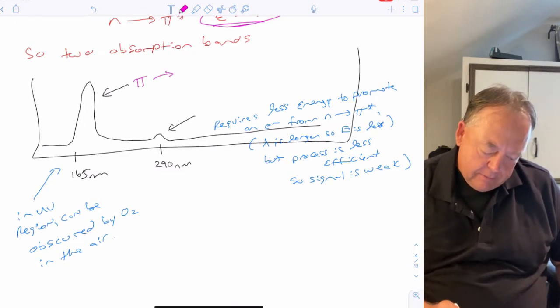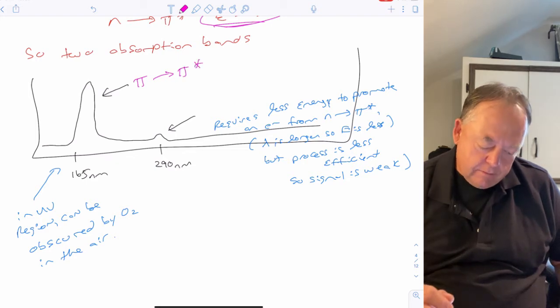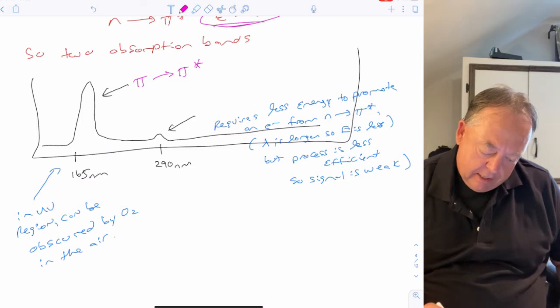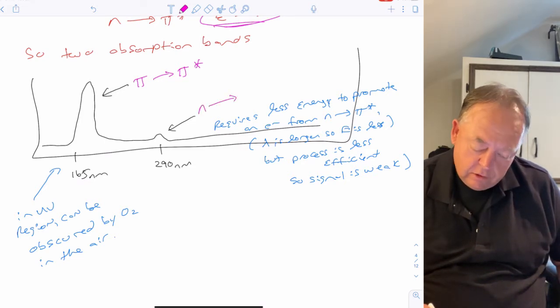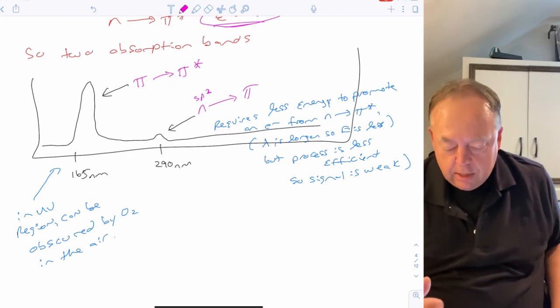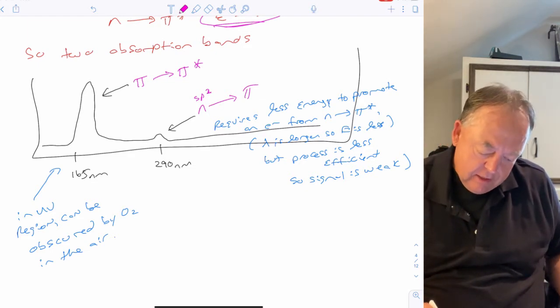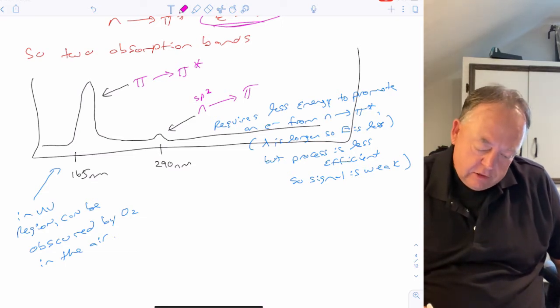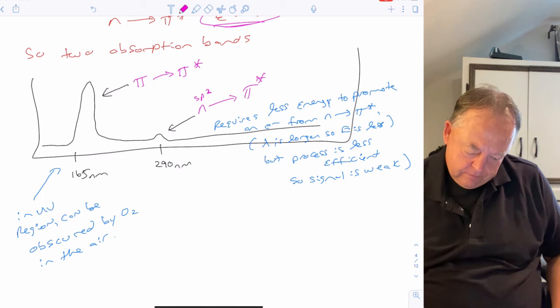That's for the pi to pi star. So that's an electron in pi moving to pi star. And you see a peak around 290. So that's for the non-bonded electron, one of those moving from the sp2 orbital. In this case, since the oxygen atom's sp2 hybridized, that would be an electron moving from that sp2 orbital to the pi star orbital.